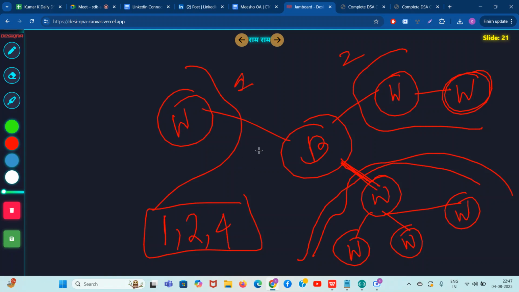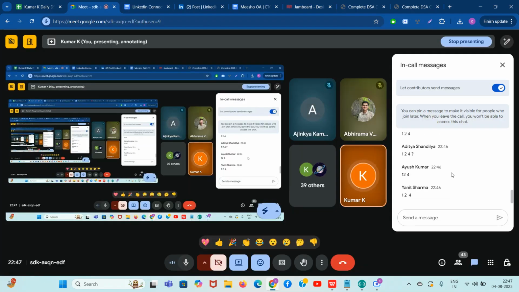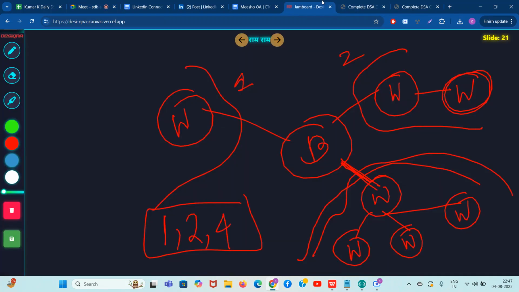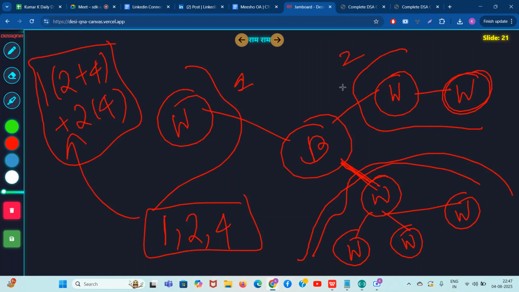So guys, this thing also you know, right? It's all going good for you, right? 1, 2, 4. Sumedh, write 1, 2, 4 if you understood this. So guys, you are just calculating what? You are calculating 1 into 2 plus 4 plus 2 into 4, right? Yes, sir. If you all agree that we are doing just this much for now.